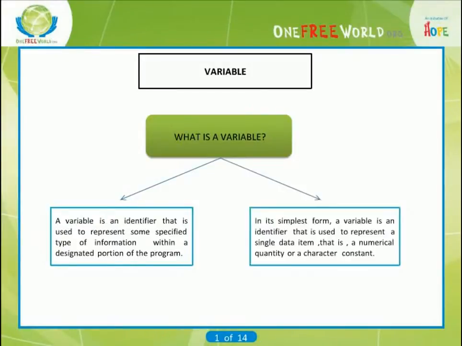In its simplest form, a variable is an identifier that is used to represent a single data item, that is, a numerical quantity or a character constant. A given variable can be assigned different data items at various places within the program. However, the data type associated with the variable cannot change.